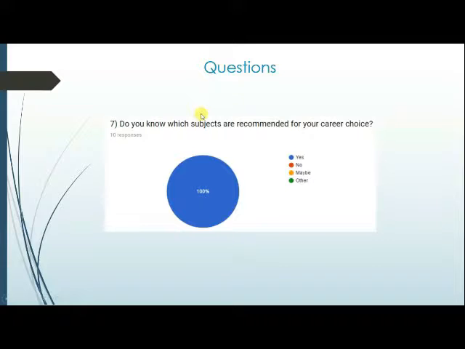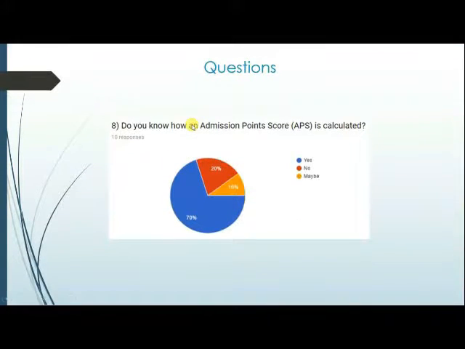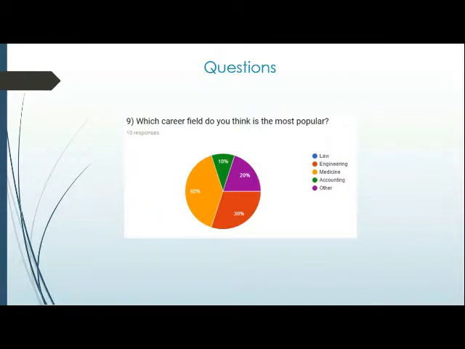Another question that we use for our system is, do you know how your admission point score is calculated? This question is going to be in our functional requirements, since it's going to be the core functionality of our system. Most of them did say yes, but then some of them said no, which is unfortunate. Another question is, which career field do you think is the most popular? Most of them said medicine, engineering, and accounting.